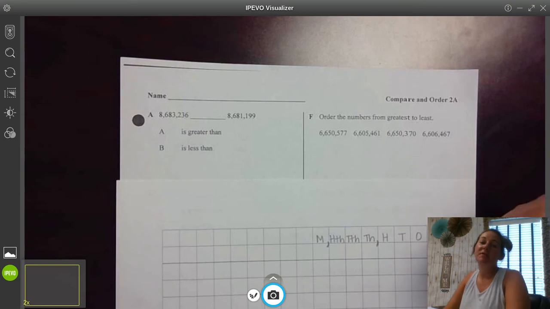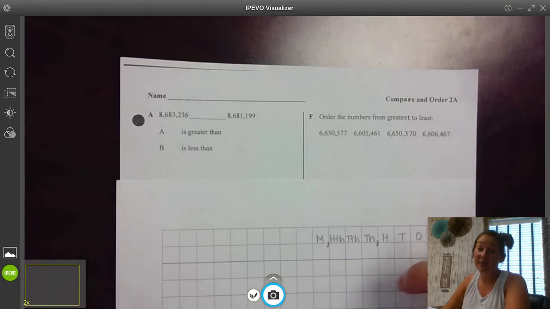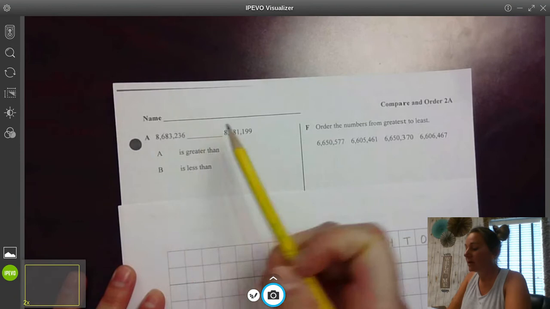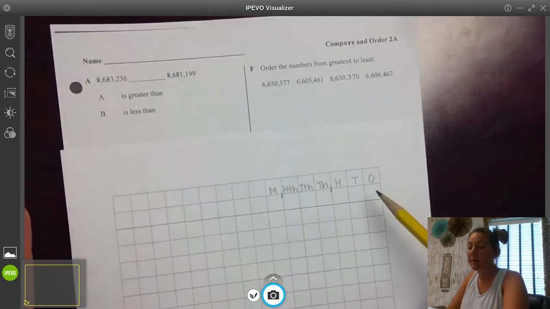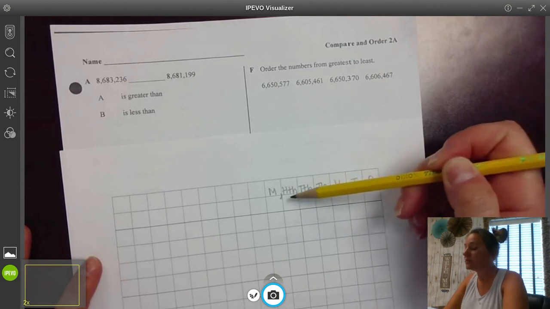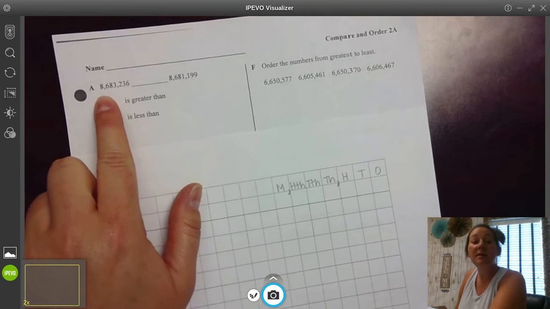This week, you're learning how to compare and order numbers. The very best strategy is to use a place value chart. Take a look at these first two numbers that I'm comparing. I'm noticing that they go up to the millions place. So on my grid paper, I went ones, tens, hundreds, thousands, ten thousands, hundred thousands, millions. So I'm going to plug in my numbers in the place value chart.